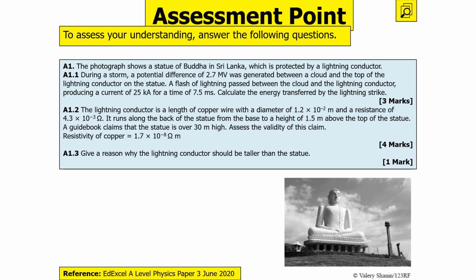It runs along the back of a statue from the base to a height of 1.5 meters above the top of the statue. A guidebook claims that the statue is over 30 meters high. Assess the validity of this claim. The resistivity of copper is 1.7 times 10 to the minus 8 ohm meters. Then give a reason why the lightning conductor should be taller than the statue. So pause the video now, then unpause the video when you want to go through your answer.